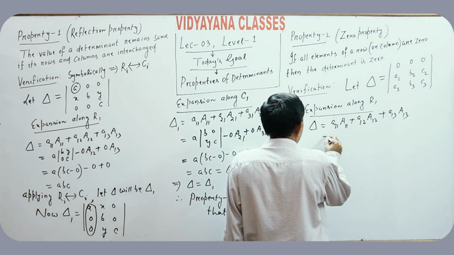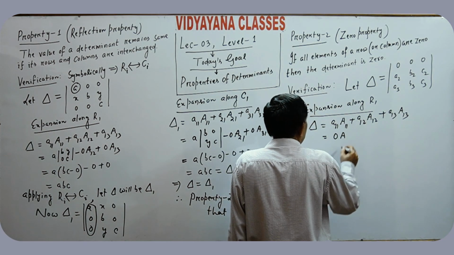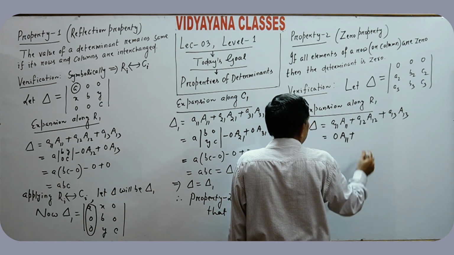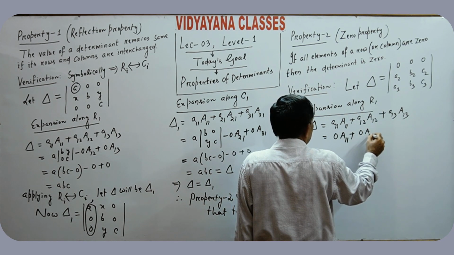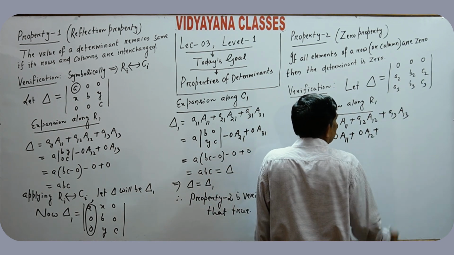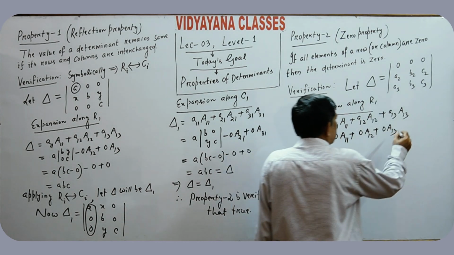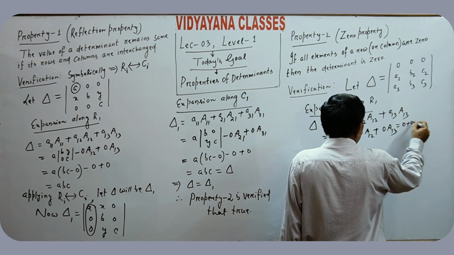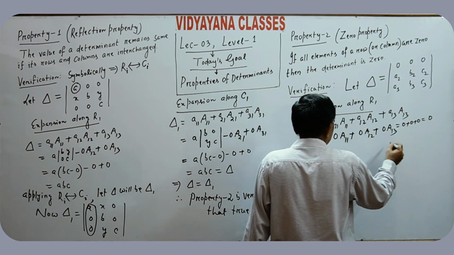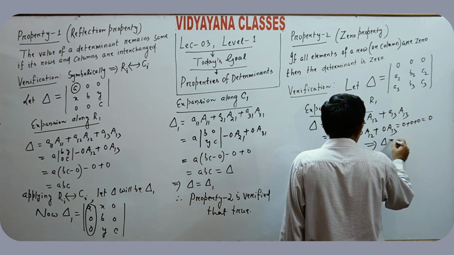A11 is 0 into capital A11. A12 is 0 into capital A12. A13 is 0, which is equal to 0 plus 0 plus 0, which is equal to 0. This implies del is equal to 0.